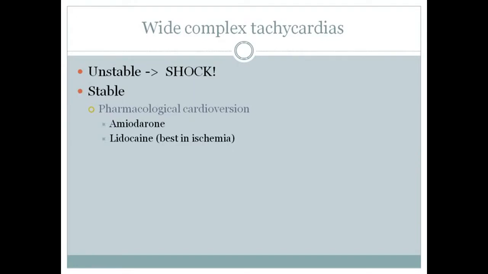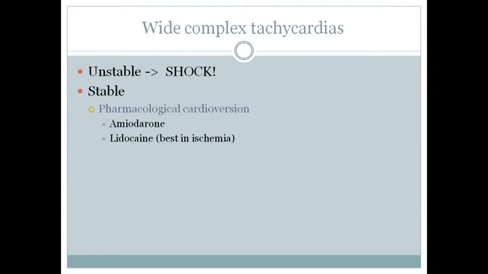Amiodarone is a broad spectrum antiarrhythmic. Long-term side effects, acute effects are rare, but they're severe. Lidocaine is the other one. Sometimes you see that lidocaine is added to amiodarone, kind of a desperate thing to do. But lidocaine is the best if this is in the setting of ischemia. If it's ischemia, you want to use lidocaine.